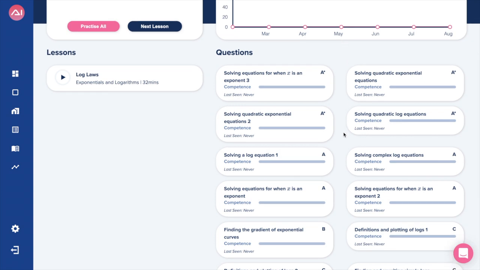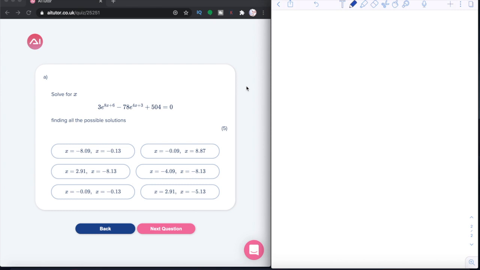So looking at these different types of questions, let's say we want to solve quadratic exponential equations. The question says solve for x, 3e to the power of 8x plus 6 minus 78e to the power of 4x plus 3 plus 504 equals 0. And we've got all of our different answers down here. So if we solve this one quickly, it's 3e^(8x+6) minus 78e^(4x+3) plus 504 equals 0. Okay, so we need to use some form of substitution in order to turn this into a nicer equation to solve.